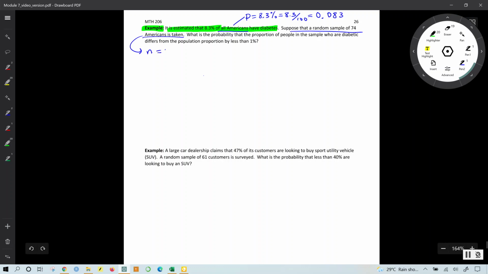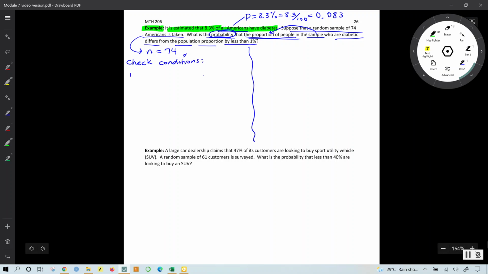Now, we are to suppose that a random sample of 74 Americans is taken. So, we have n equals 74, the sample size, and we would like to compute the probability that the proportion of people in the sample who are diabetic differs from the population proportion by less than 1%. First of all, if we want to compute a probability associated with the sample proportion, we will need to get the sampling distribution of the sample proportion. So, what do we do? We will need to check the conditions we have checked so far.